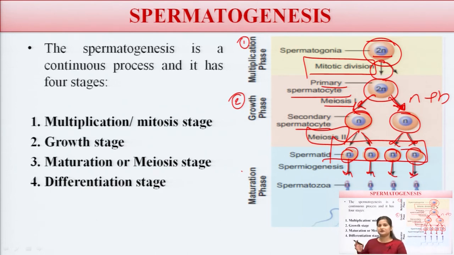Basically, this is the flow chart diagram of spermatogenesis. In the first phase there is the multiplication phase, then the growth phase. What happens at the growth phase?